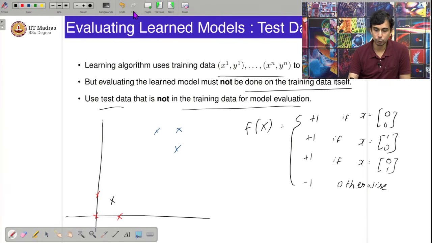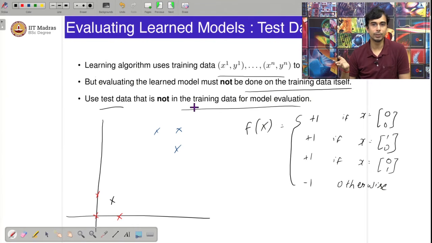That is the reason why you should not use the training data for evaluating the model. You should use some held out data, which is called test data, that is not in the training data, for evaluating the model. In practice, for example, let us say you are using the price of houses from 1990 to 2020 to learn a price model.